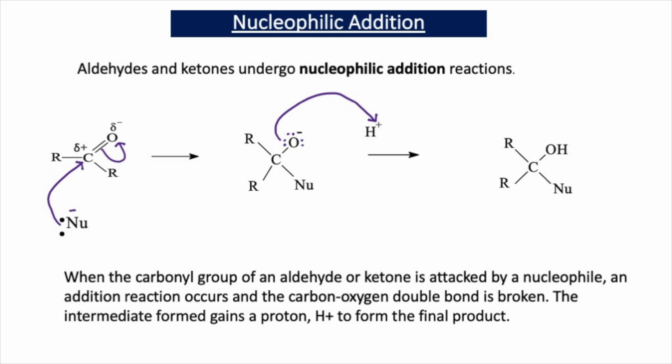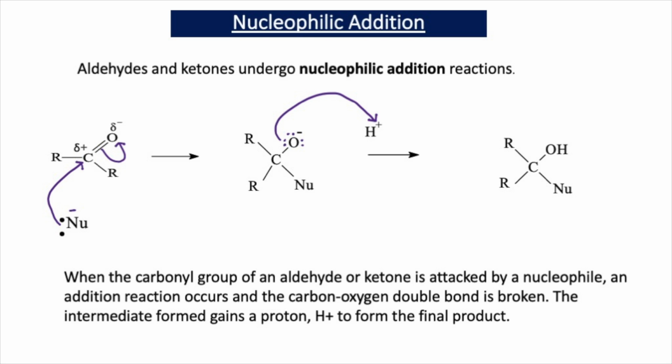Now this is the slow step in this reaction, and it's a 2-step process. Now this step has caused an intermediate to form, and the intermediate has a single bond between the carbon and the oxygen, and this oxygen has a negative charge. Now around this oxygen I've put 3 lone pairs of electrons.